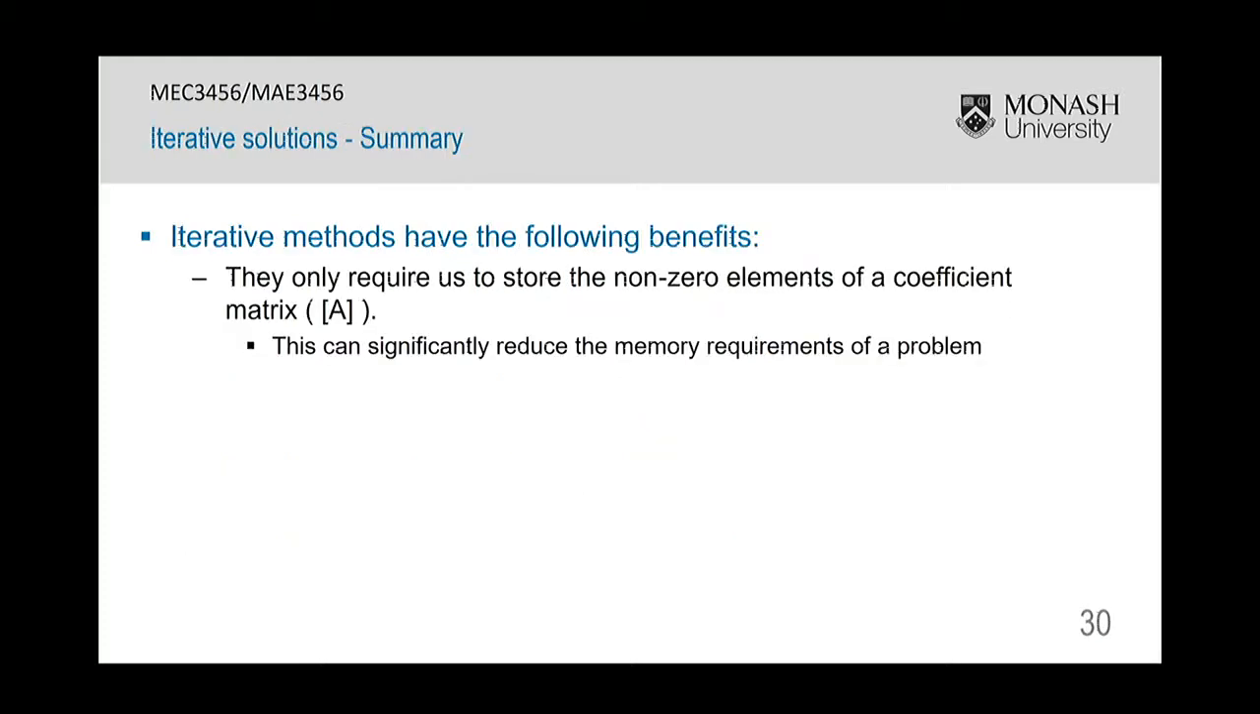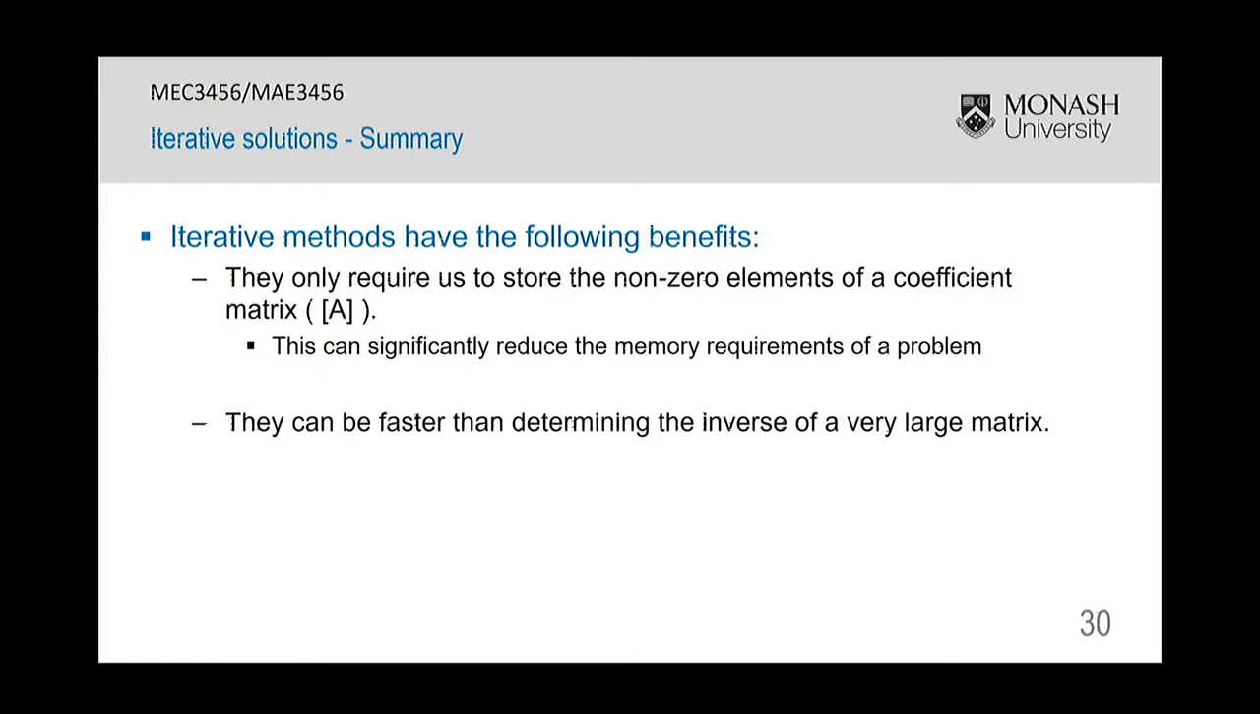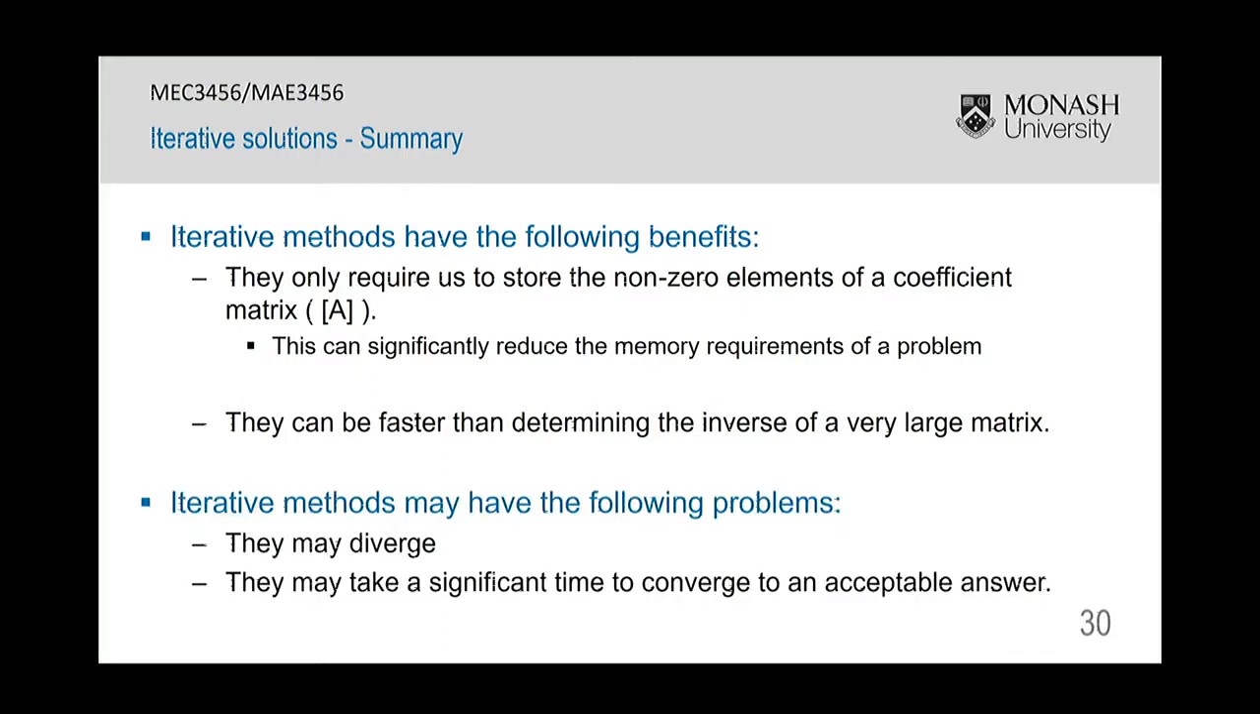So to summarize everything that we've looked at in terms of iterative solutions, that's Jacobi, Gauss-Seidel, and successive over-relaxation, iterative methods have the following benefits. They only require us to store the non-zero elements of the coefficient matrix A, and this can significantly reduce the memory requirements of the problem. They can be faster, and often very much faster, than determining the inverse of a very large matrix. However, iterative methods also have some problems. They may diverge, or they may take a really significant time to converge to an acceptable answer. And that's certainly true of the Jacobi method.